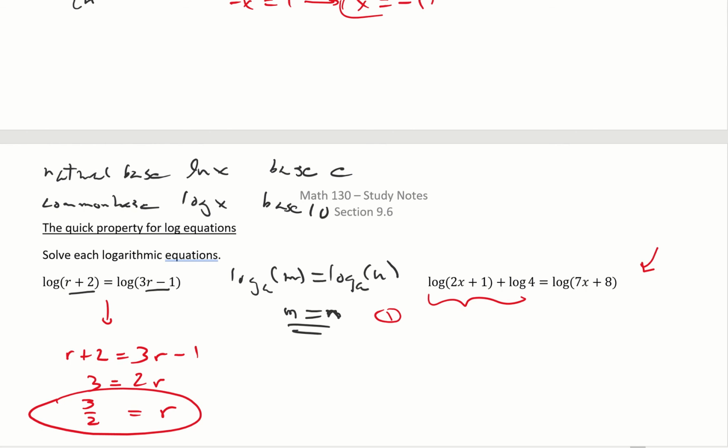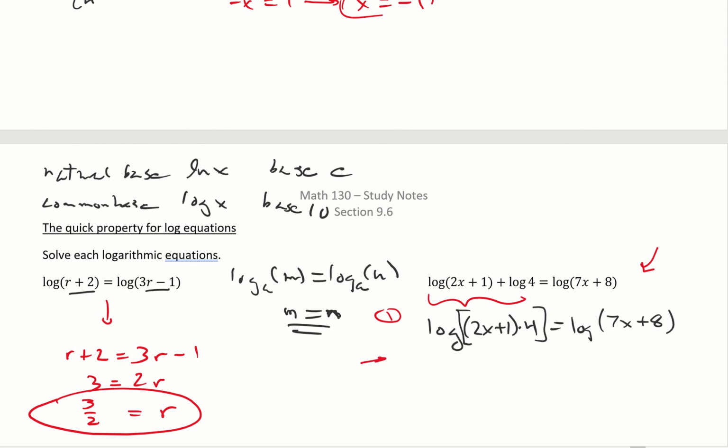So we have to use the property, and what we would write is log of 2x plus 1 times 4 is equal to log of 7x plus 8. Now, to be sure you see this, I'll use brackets. All of that is inside the logarithm. When you combine it together, it goes inside as the argument of 1 logarithm. Therefore, we can use the property. The arguments inside the logarithm have to be equal if the logs are equal and have the same base, okay?